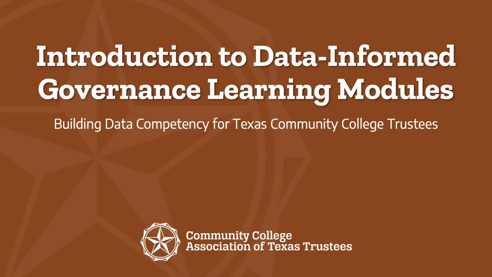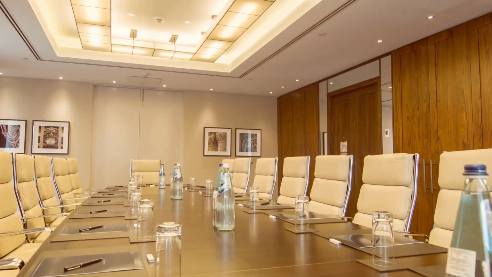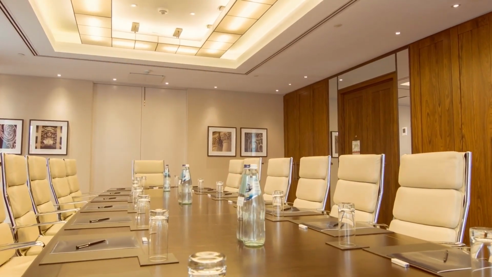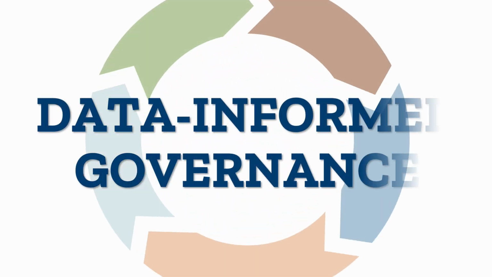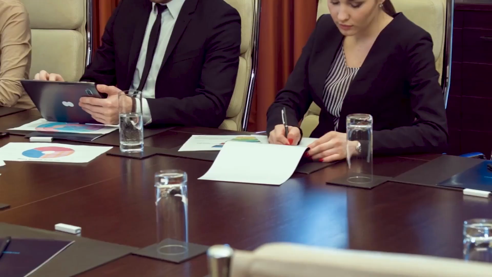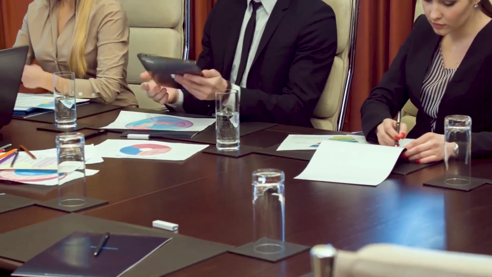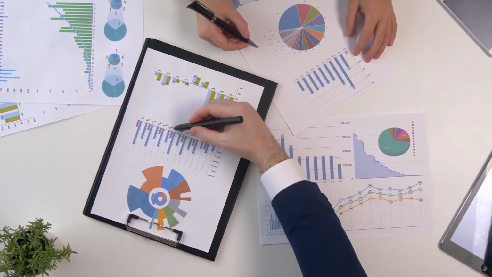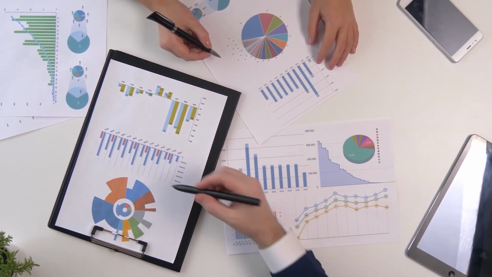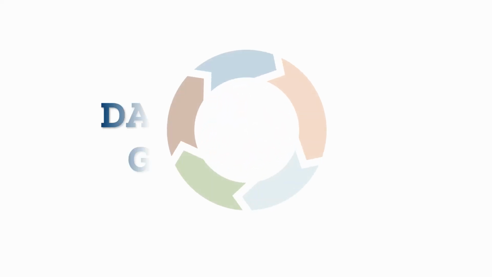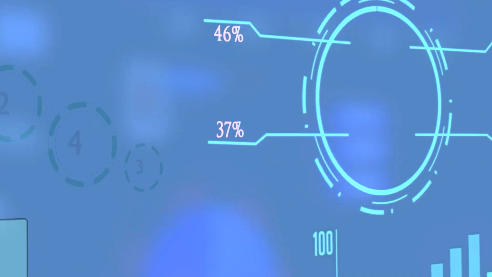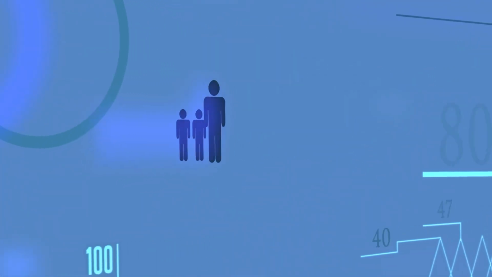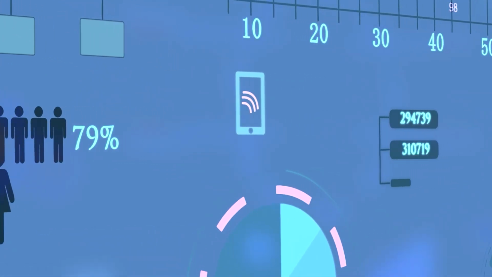Welcome to Building Data Competency for Texas Community College Trustees. This learning series is designed to empower you and your fellow trustees with the knowledge and confidence to lead through data-informed governance. Completing this series will strengthen your ability to partner effectively with your CEO in using data to guide strategic direction, use data to inform policy decisions and resource allocation, and foster an institutional culture where data informs continuous improvement. This introductory module provides an overview of data-informed governance, introduces you to the framework guiding this learning series, and addresses why these skills matter and why now.